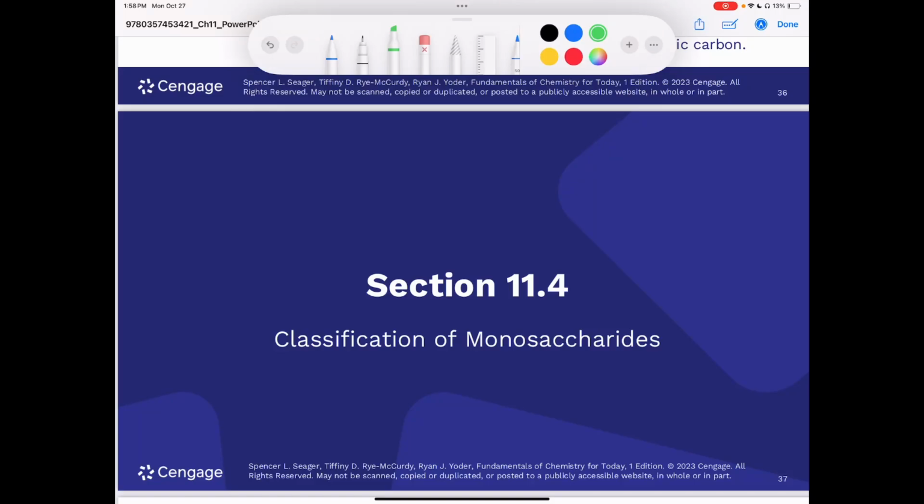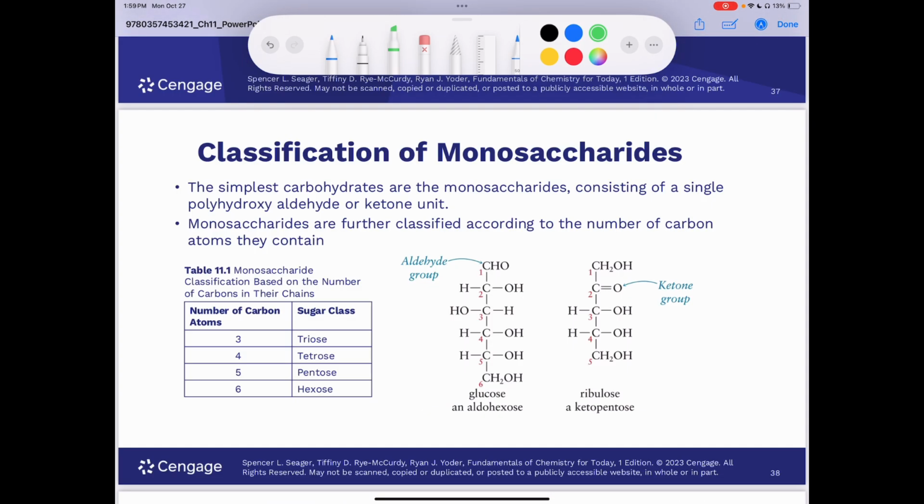Okay, this will be a relatively short video where we learn how to classify monosaccharides. So the simplest carbohydrates are the monosaccharides that consist of a single polyhydroxyaldehyde or ketone unit. Glucose and ribulose that are shown here are examples of monosaccharides. And monosaccharides are further classified according to the number of carbon atoms that they contain.